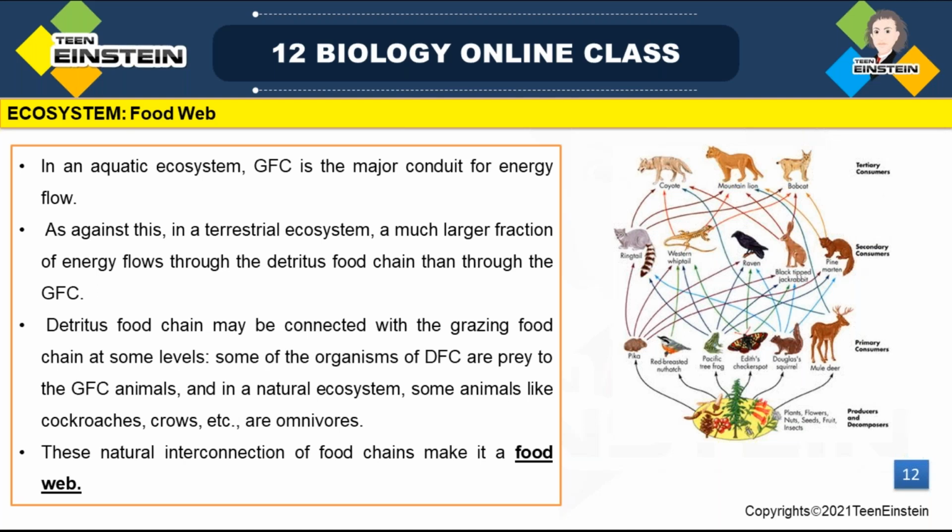So here, this detritus food chain may be connected with the grazing food chain, at some levels. Some of the organisms of this detritus food chain are prey to the grazing food chain animals. Not all, but some animals of the grazing food chain are eating the organisms of the detritus food chain. Okay.